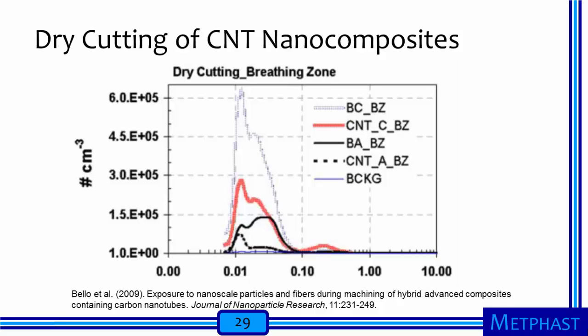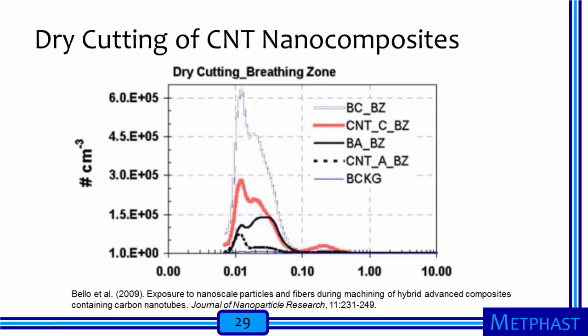Bellow and co-authors were able to observe the dry cutting with a bandsaw of carbon and alumina composite materials created with and without carbon nanotubes as reinforcing agents. The figure shows particle size distributions with particle number concentrations on the vertical axis and particle diameter on the horizontal axis for particles a few hundred nanometers in diameter and smaller, sampled near the operator's nose and mouth, collectively referred to as the breathing zone.